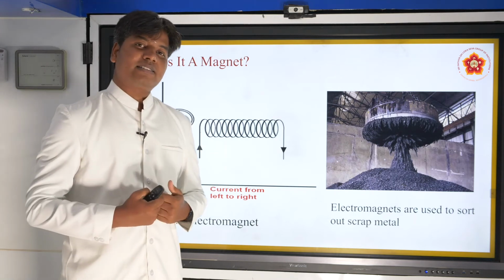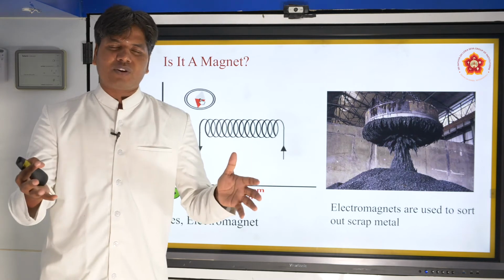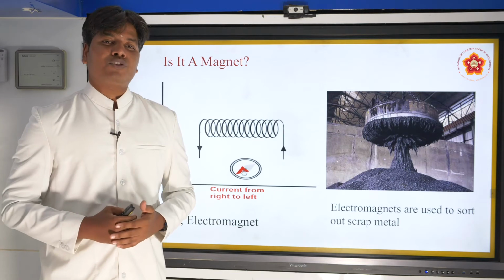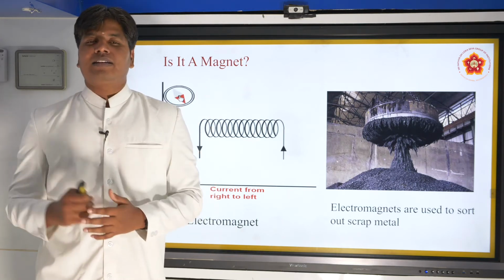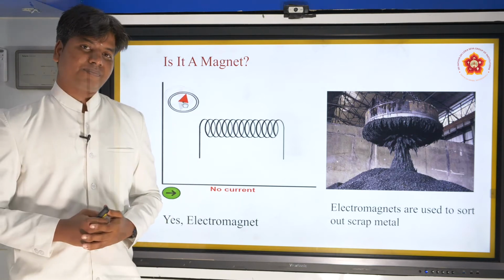Then the large cranes we use to transfer large bulks of iron or any heavy metal object. What do we use? The cranes use an electromagnet to lift it and displace it. So this is how electromagnets are useful.